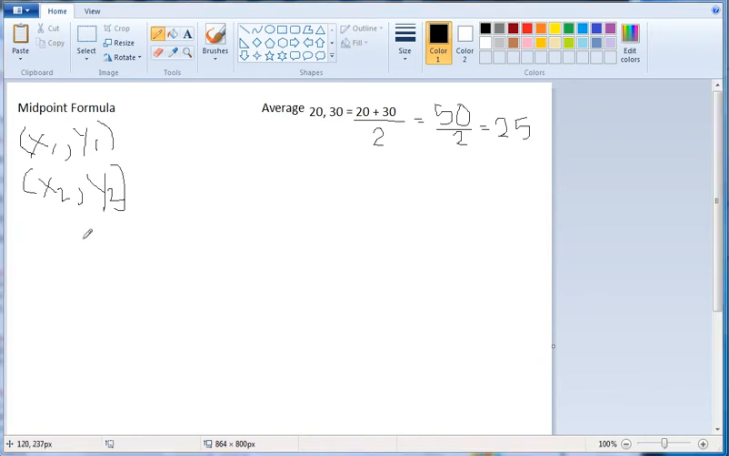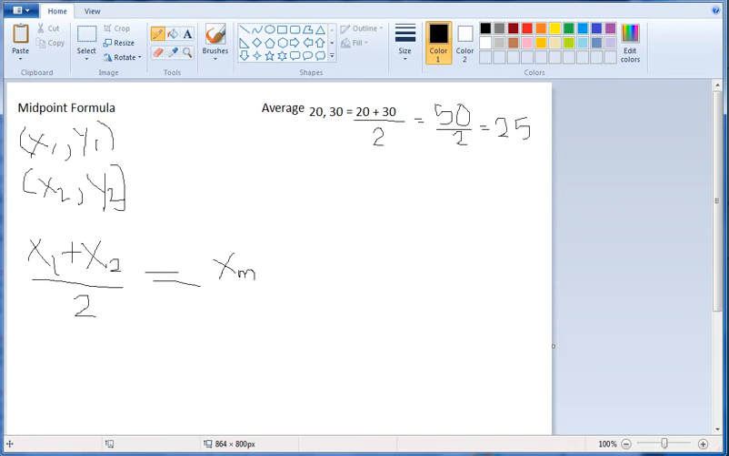So let me go ahead and show you how it's done. What the equation is going to be is we're going to add our x's together. We're going to find the average. And then all we have to do is divide that by 2. That is going to give us our midpoint x, and I'm going to call that xm. That lets me know that that is my midpoint of x.